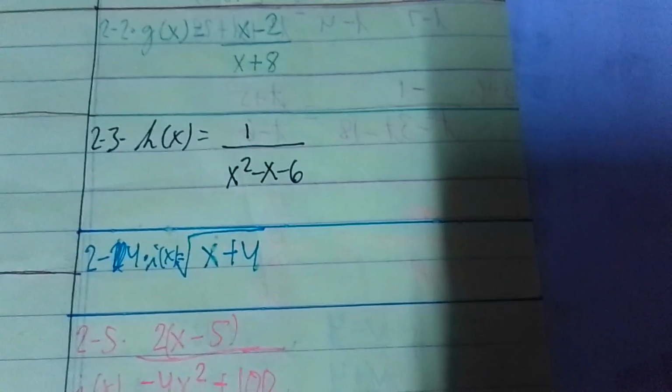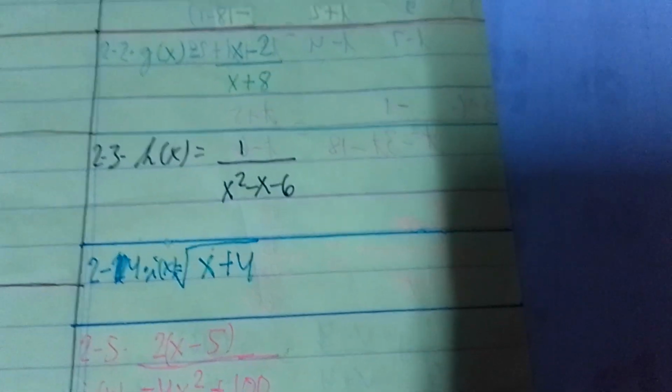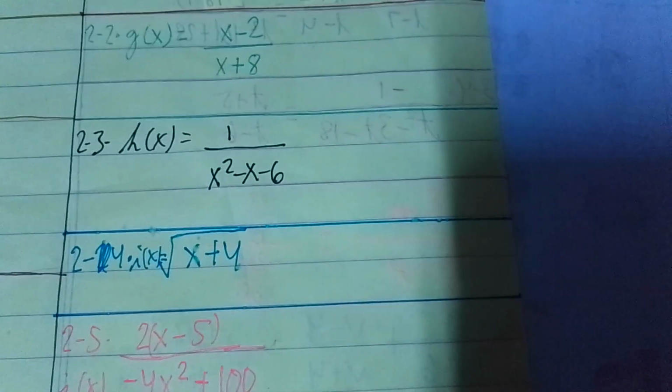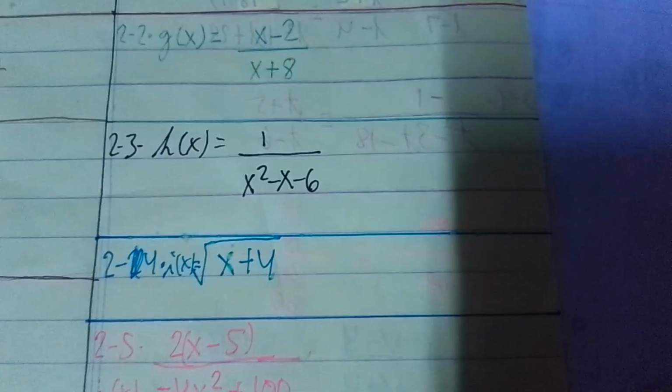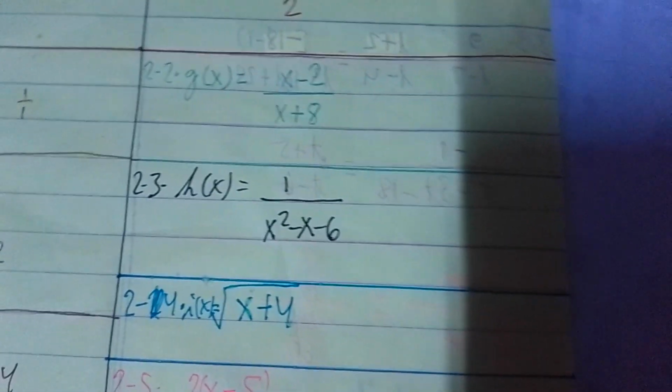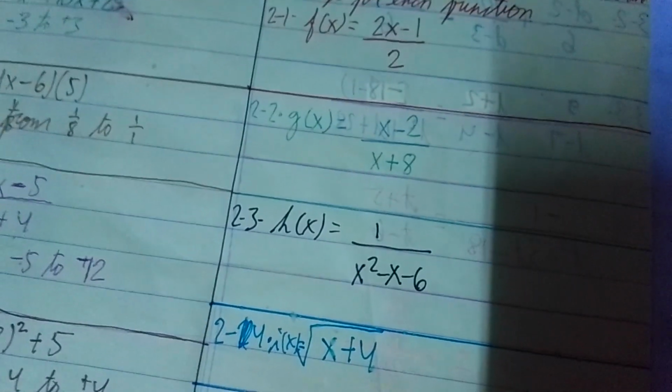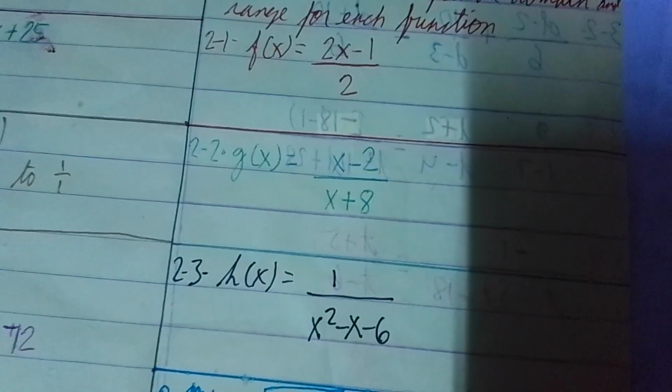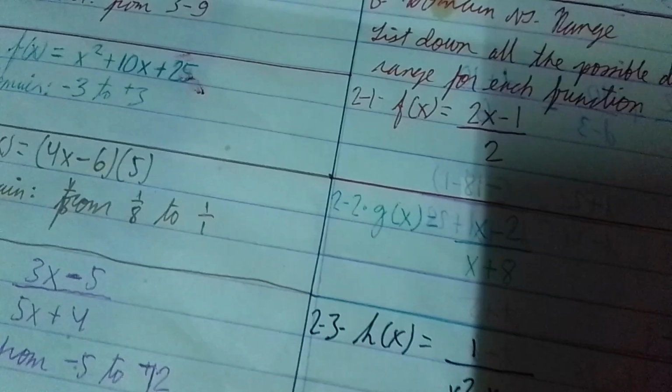That's number 3. Next, number 4. Item 2-4. I of x is equivalent to square root of x plus 4. This one, remember what did I tell you? Our square root should not be equivalent to a negative number. Because if we have a negative number, you will play a game called imaginary numbers, which will make the function undefined.